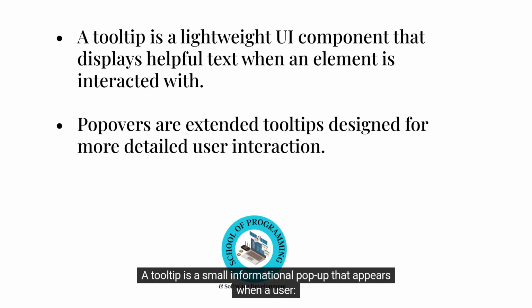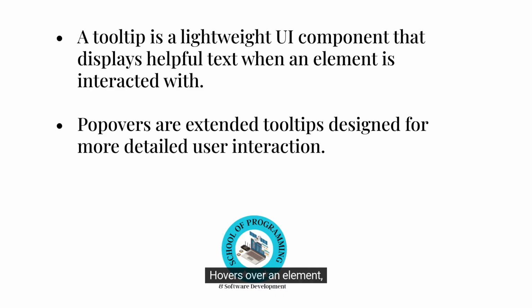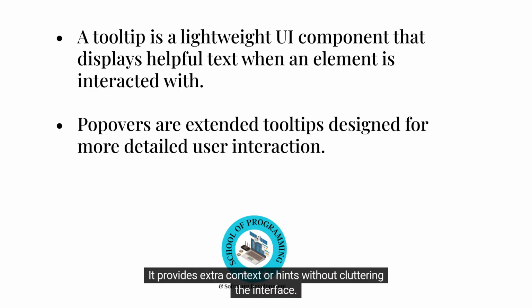A tooltip is a small informational pop-up that appears when a user hovers over an element, focuses on it, or taps/clicks it on mobile. It provides extra context or hints without cluttering the interface.